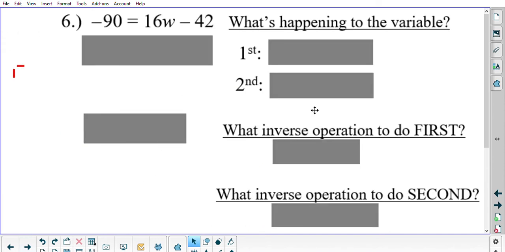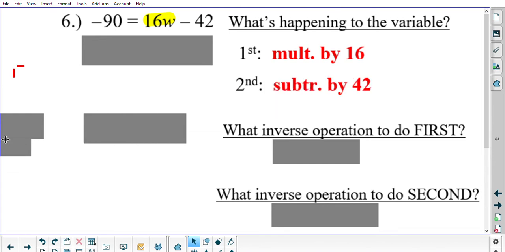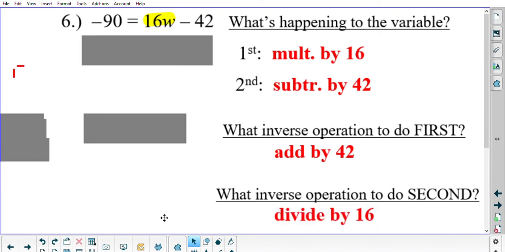Okay, problem number 6. What was happening to the variable? This time the variable was on the right-hand side of the equal sign. The first thing happening to it was the multiplying by 16, and then the second thing happening to it was the subtracting by 42. First inverse, add by 42. Second inverse, divide by 16.